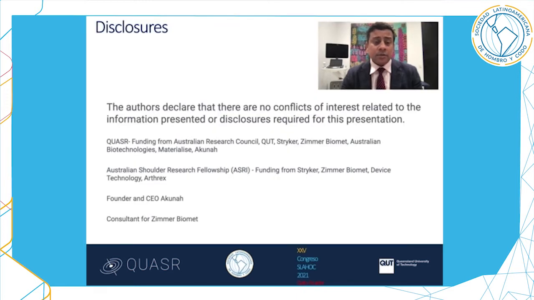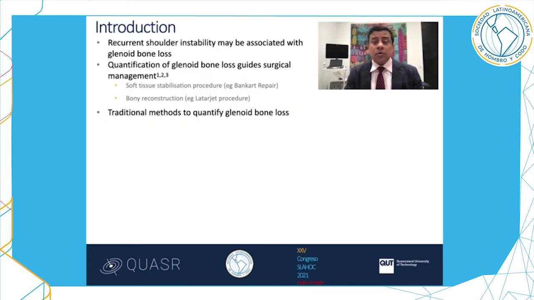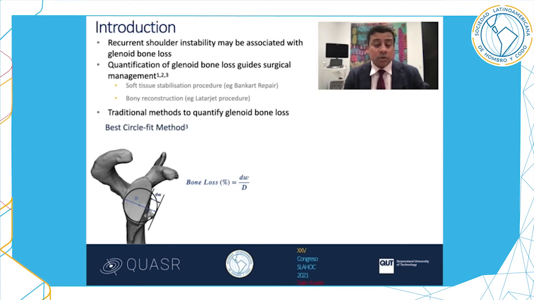These are my disclosures. So, shoulder instability is one of the most common conditions which we see as shoulder surgeons, and often we see that it's associated with some degree of glenoid bone loss. Accurate estimation and measurement of glenoid bone loss is really important because this guides us whether or not to proceed with a soft tissue procedure or to undertake a bony procedure such as a Bristow or a Latarjet or an Eden-Hybinette procedure.